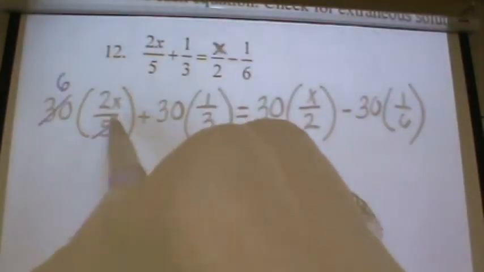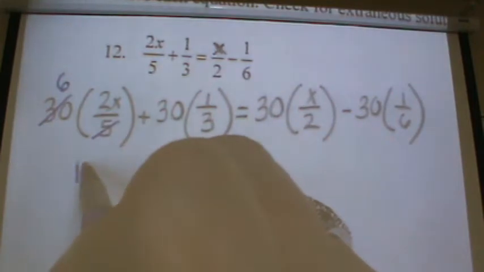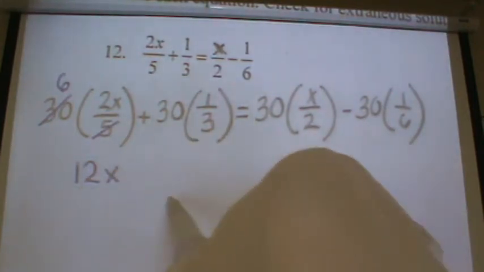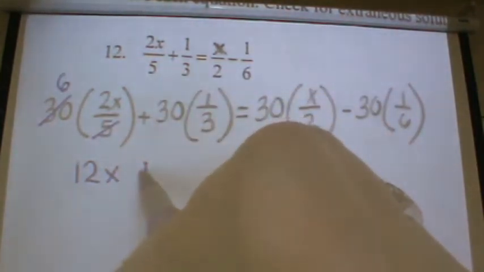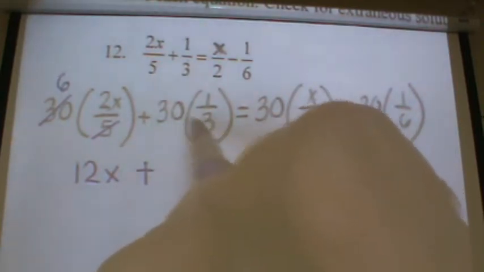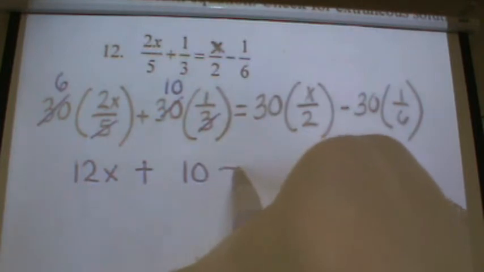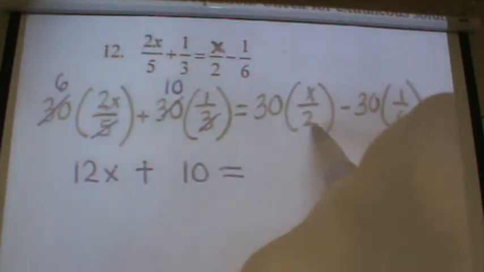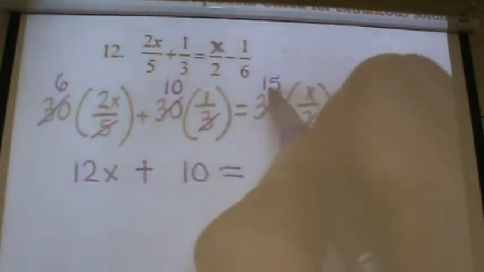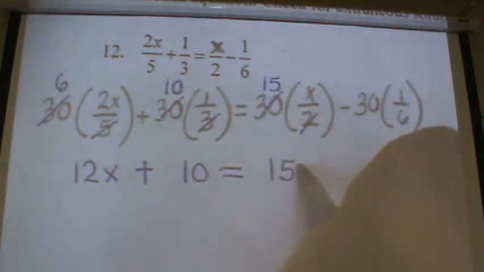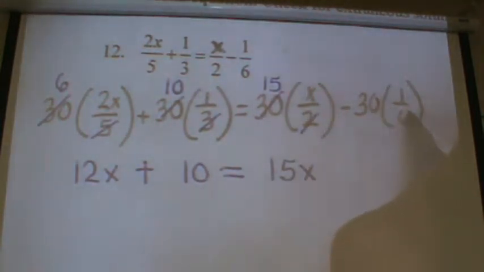6. What do I do with this 6? So it's 12x, correct? Yes. Bring down the plus sign. How many times does 3 go into 30? 10. 10 times 1 is? 10. How many times does 2 go into 30? You get 15x. And how many times does 6 go into 30? 5.